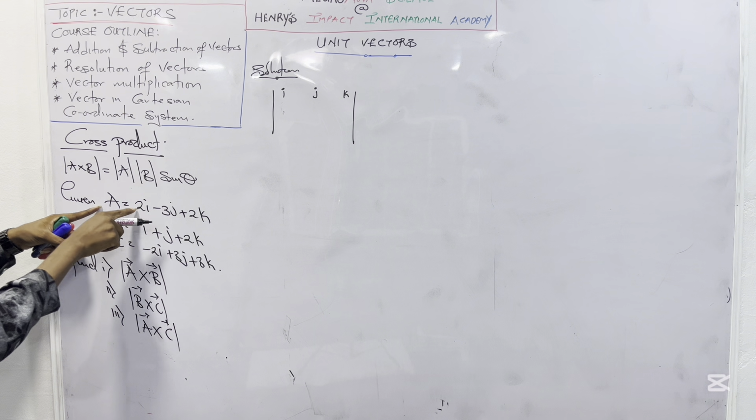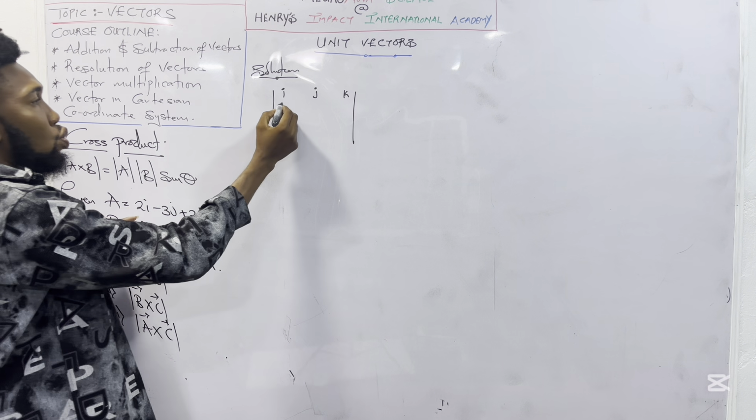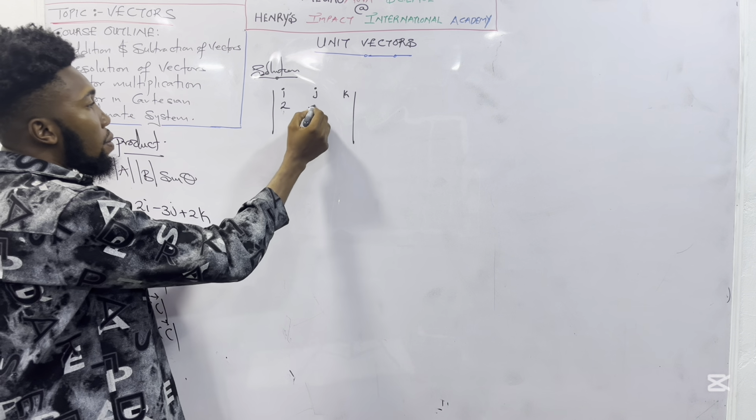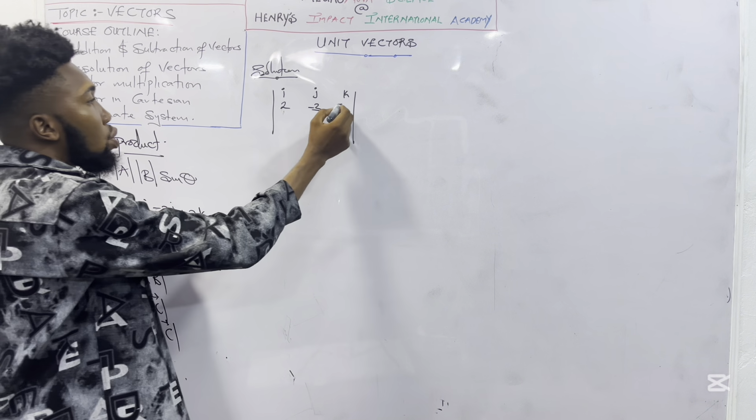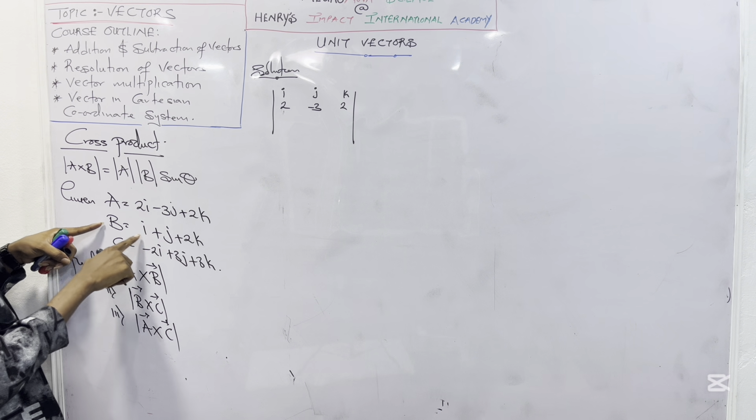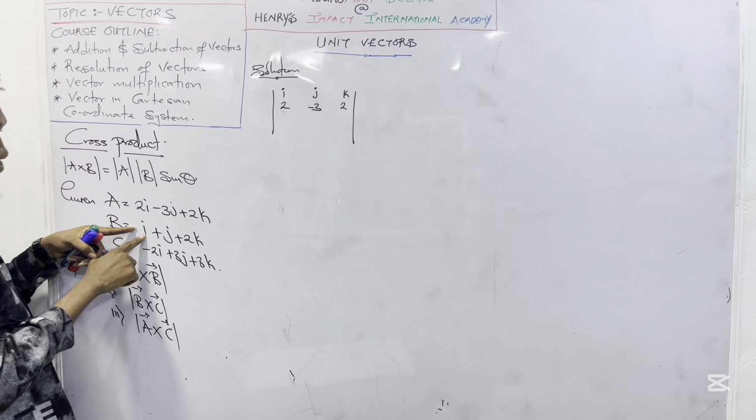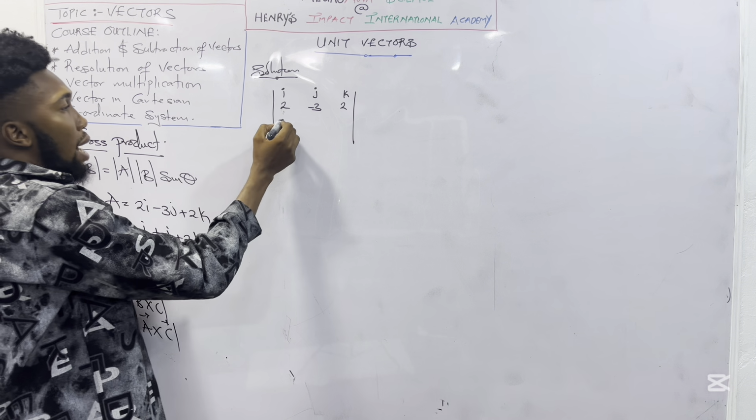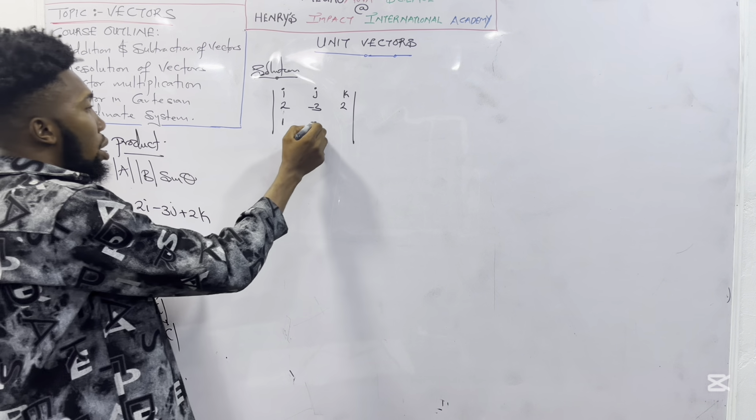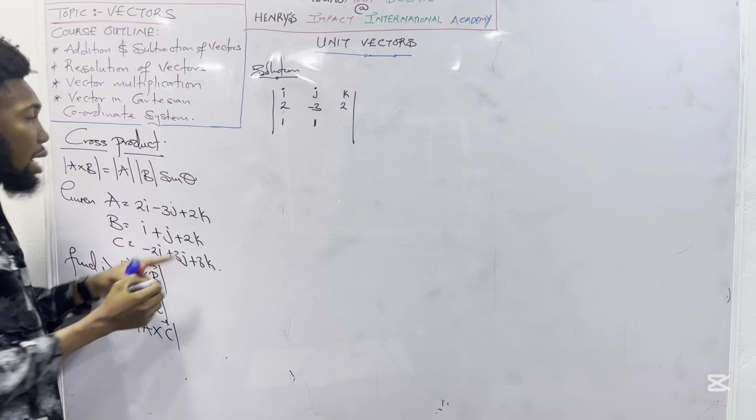What is A? 2i. So under i, you write 2. Under j, you write minus 3. And under k, you write 2, following what you have in A. We'll go for the next one. Since it's A cross B, go to B. What's the coefficient of i in this case? It is 1. So you write 1 under i. Then what's the coefficient of j? It is also 1. Coefficient of k is what?